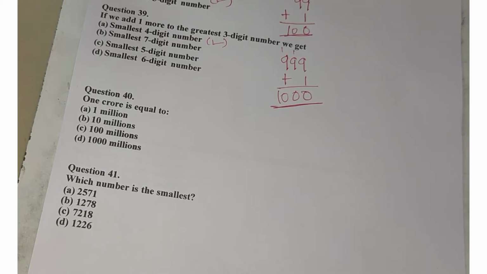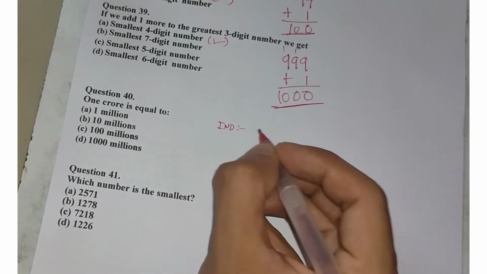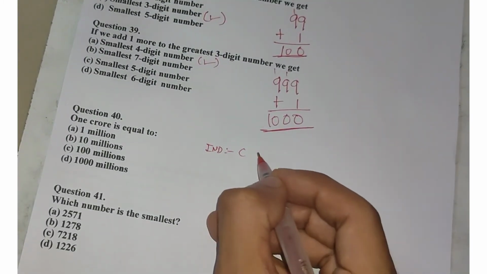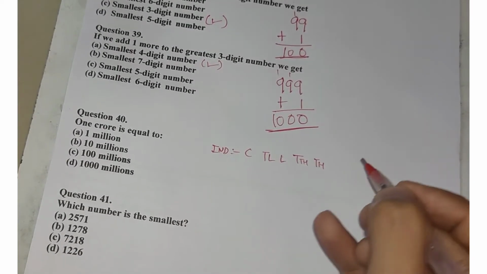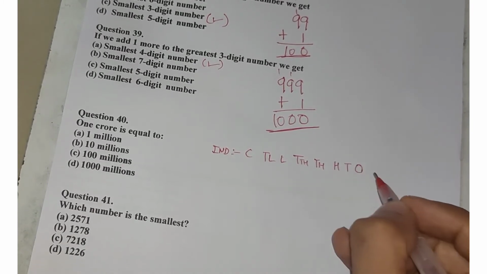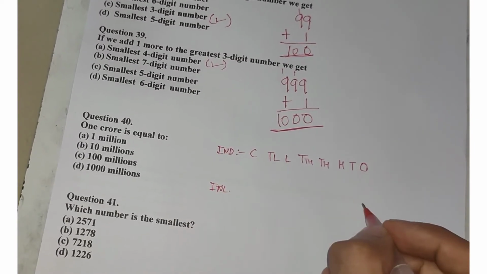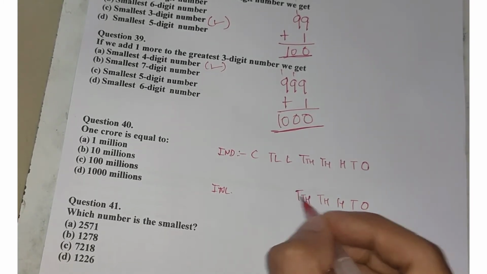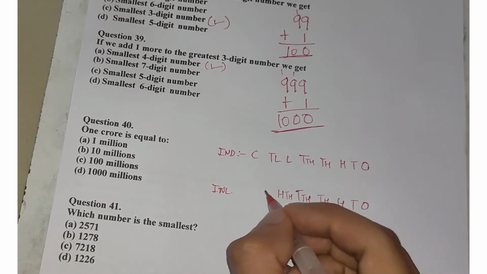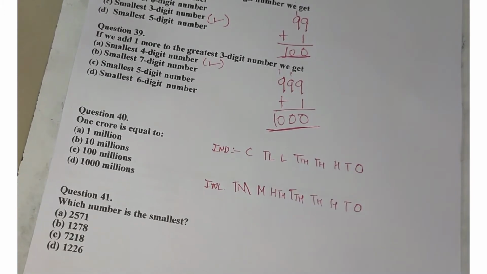Now here is the comparison between the Indian place value system and the international place value system. Let us first write according to the Indian place value system. It is like this: crore, 10 lakhs, lakhs, 10,000, 1,000, 100, tens and ones. Whereas in the international system, if we count, it will go like this: ones, tens, 100, 1,000, 10,000, 100,000, then million, 10 million and 100 million.